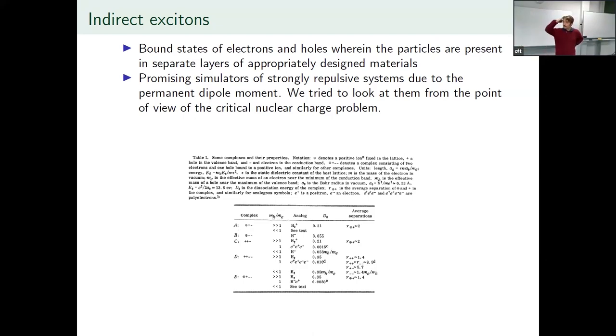These guys are actually promising for strongly interacting systems because they have a permanent dipole moment, right? Because if there's an electron here and a hole here, then they have a permanent dipole moment, so they can interact strongly, and they will repel each other. Okay. And here is just a table from Lampert in the 50s.